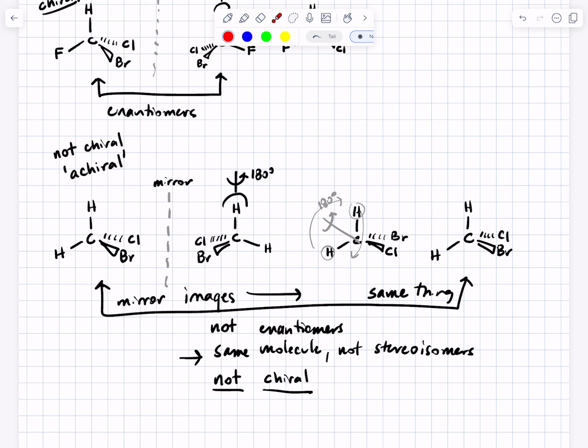Can you have a non-chiral enantiomer, or does that not exist? No, you cannot. That doesn't exist. Two molecules that are actual enantiomers of each other are both chiral, and all chiral molecules must have an enantiomer.